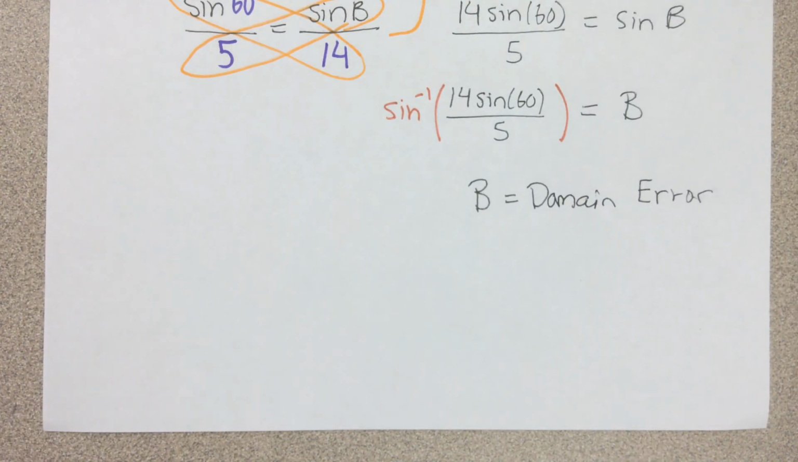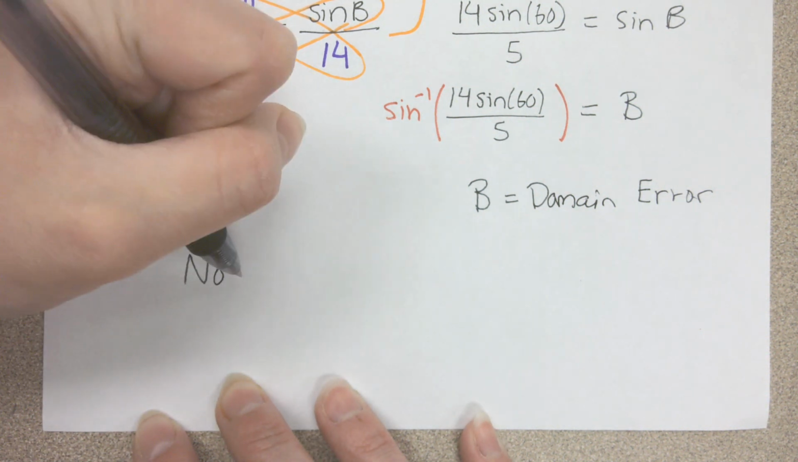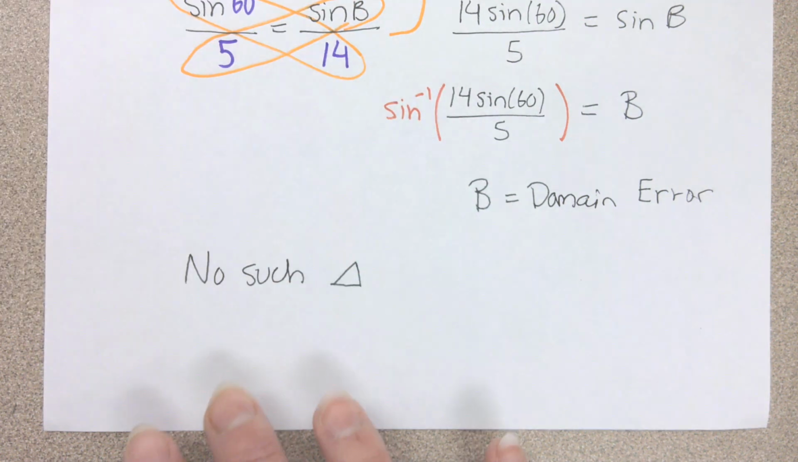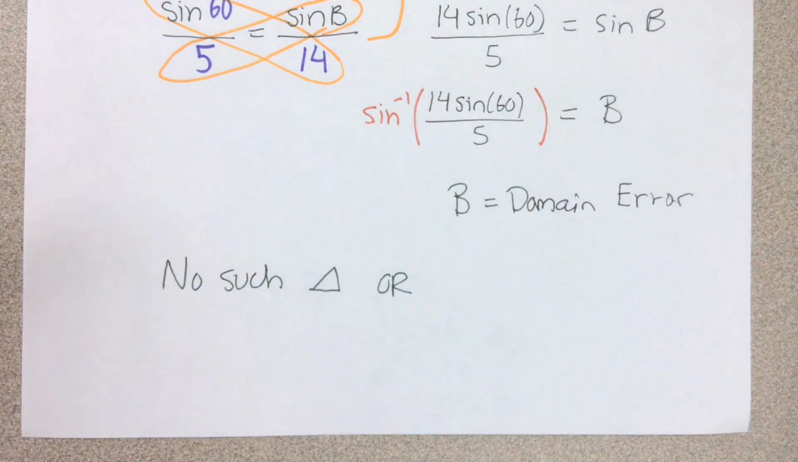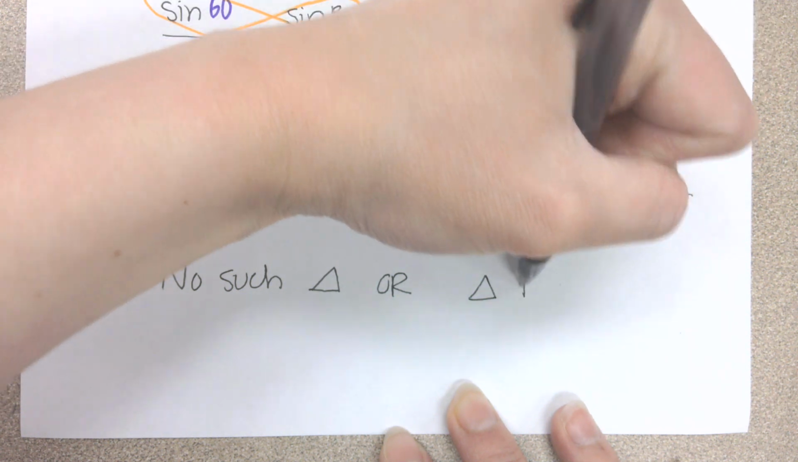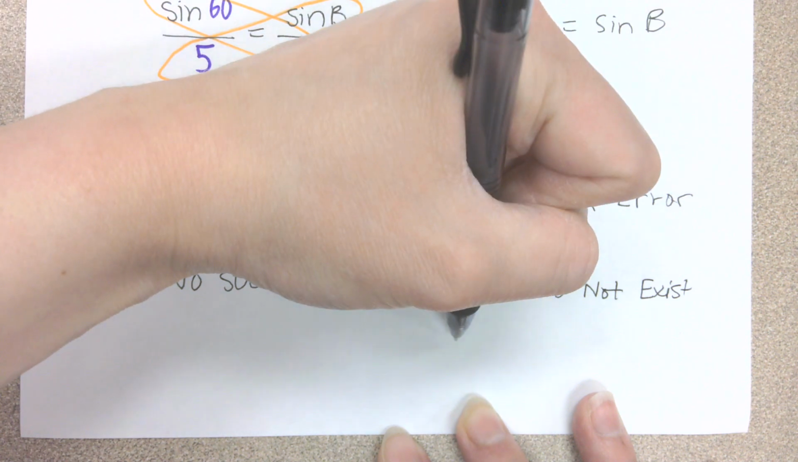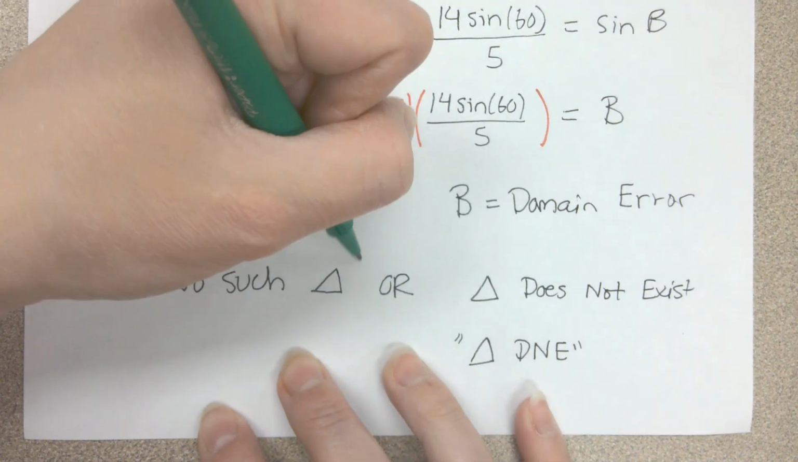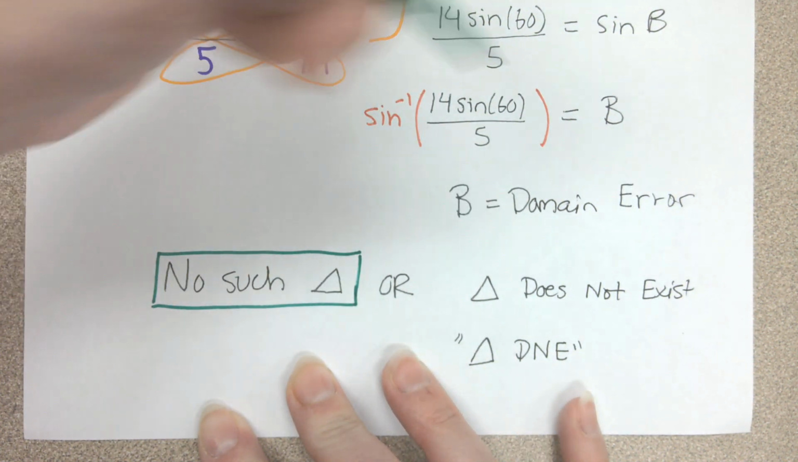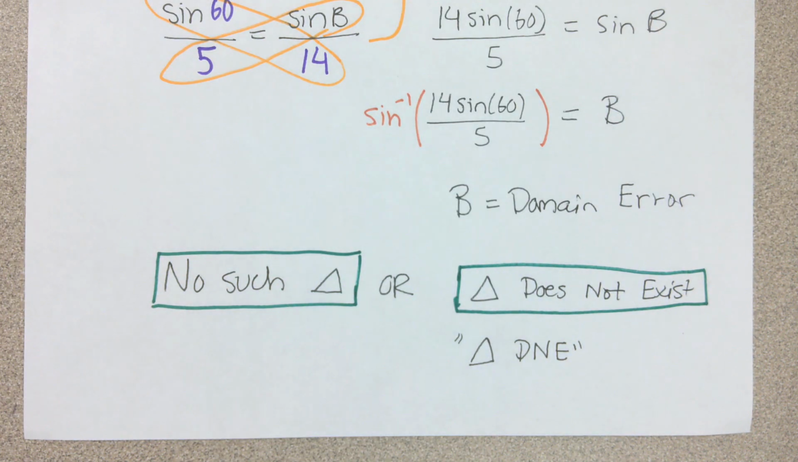Now what we write as a final conclusion, on the test it will be worded no such triangle. So you can do that. That's a shortened way to write it. I'll give you a couple options. This other one I think is just pretty intuitive way to say it. Triangle does not exist. Which you can even shorten to triangle DNE. Something like that. So either of these on your homework would be fine. Just know on the test, you're going to see the words no such triangle.